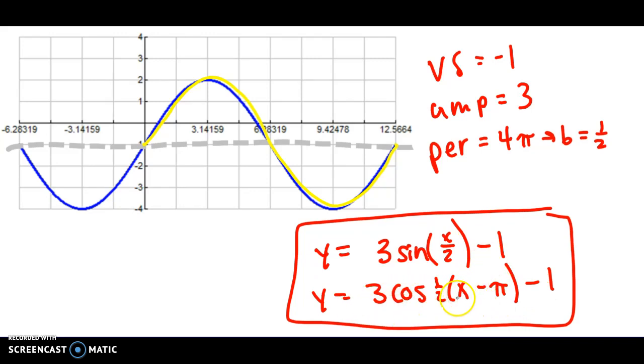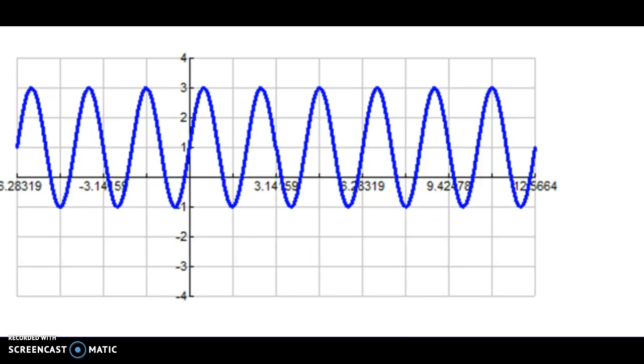For the cosine graph, notice here now, you could have written this as 1/2 x minus pi halves, or just 1/2 quantity x minus pi. Where does that horizontal shift come from? Well, look at this point here. It shifted over to pi. All right, let's have you guys try this one. Go ahead and put me on pause.